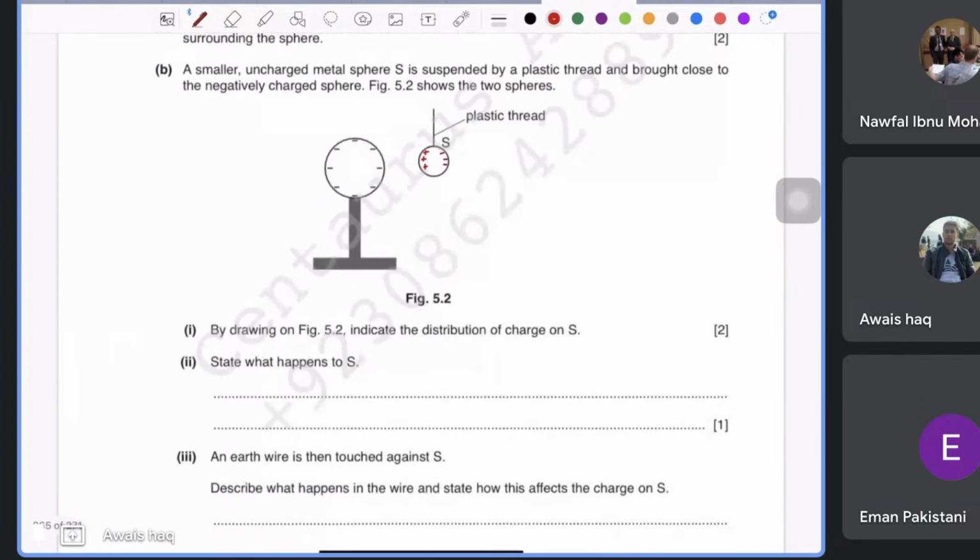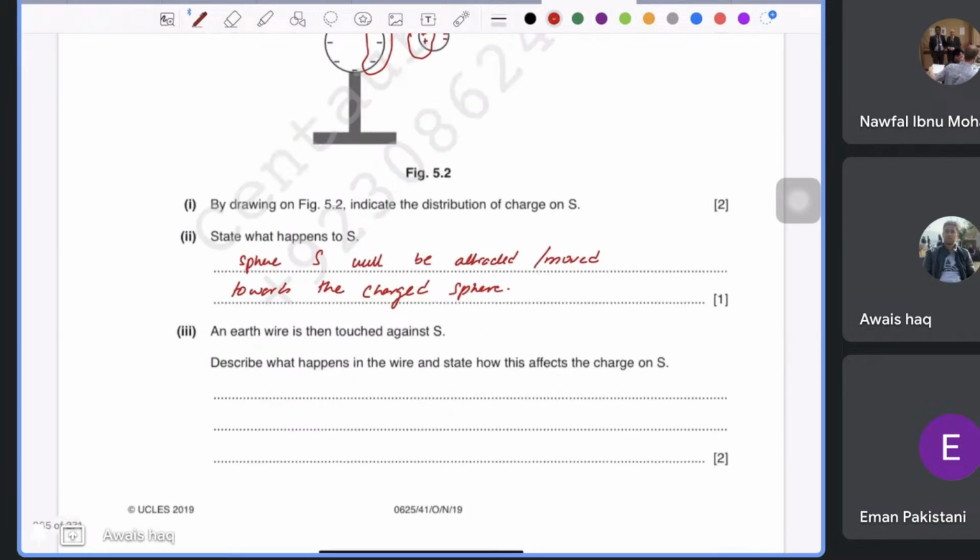Then it says what happens to S. Obviously the negatives and the positives will attract, so sphere S will be attracted or moved towards the charged sphere.